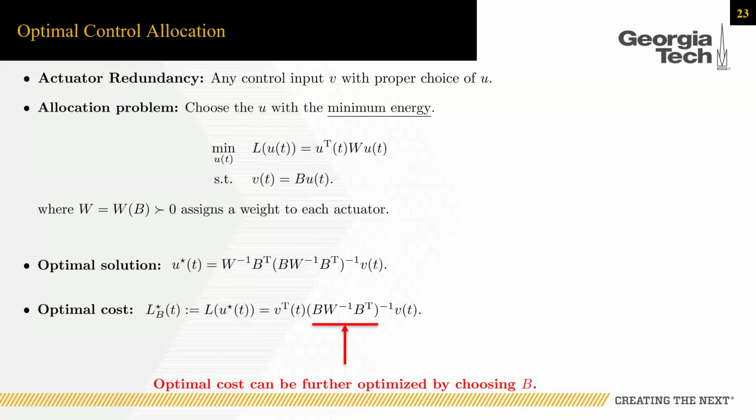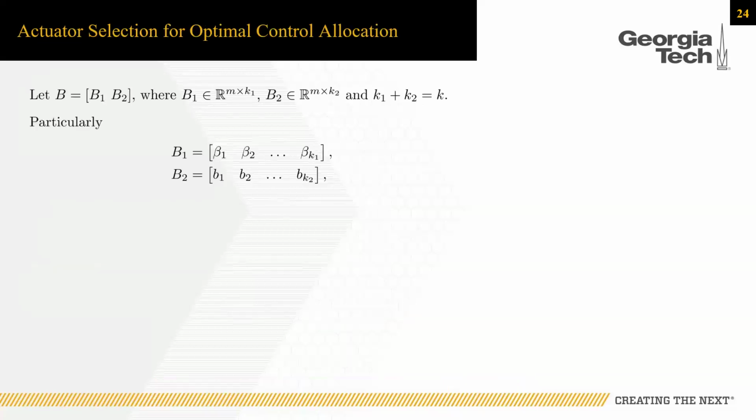Remember the W is a user-defined matrix over there, okay? And the B has columns as actuators, okay? So if I optimize over B, I can further optimize this optimal cost that you see over there, right? Again, straightforward. So let's see how we can actually pick our actuators to do optimal control allocation. Okay. Again, pretty similar with before.